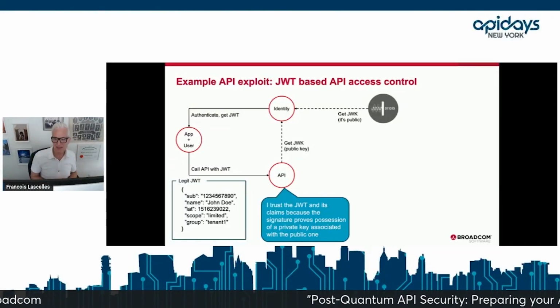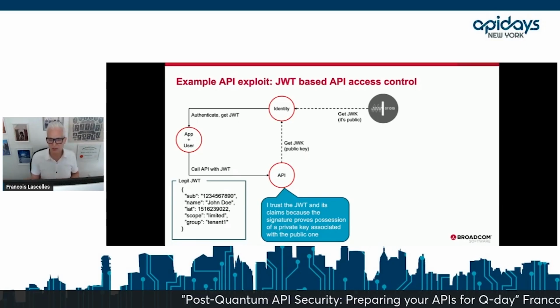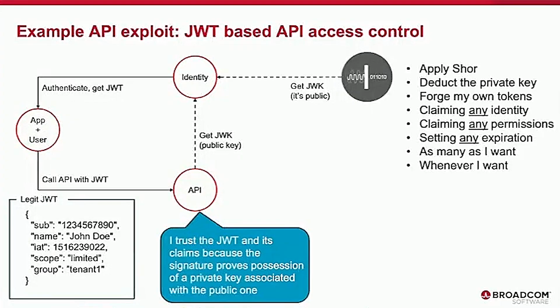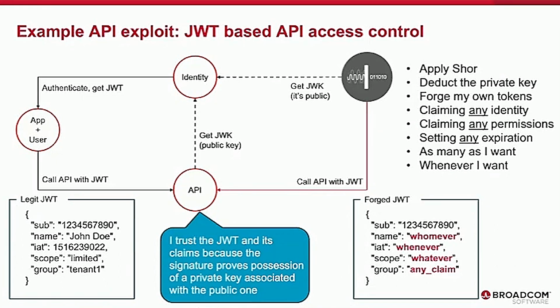And the problem is that in a post-quantum world, you can just get that JWK. It's a public certificate, right? It's public, so that's easy. And using Shor's algorithm and your quantum computer, you can basically deduce the private key that is held by the identity layer. And once you have the private key, you can do anything, right? You can forge any token anytime you want. You can claim any identity as part of this token. You can claim to have any permission that the identity layer would attest to. You can do that as often as you want, whenever you want.